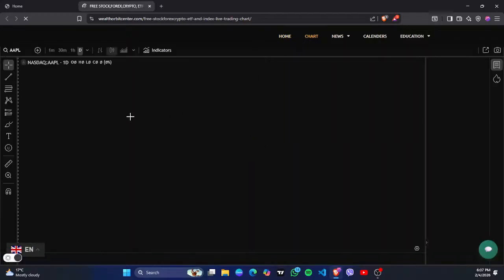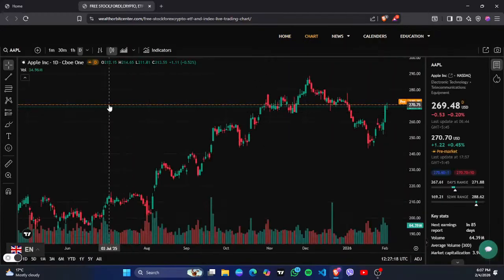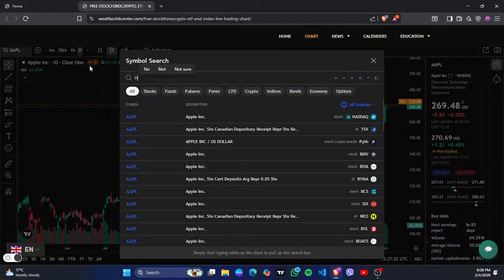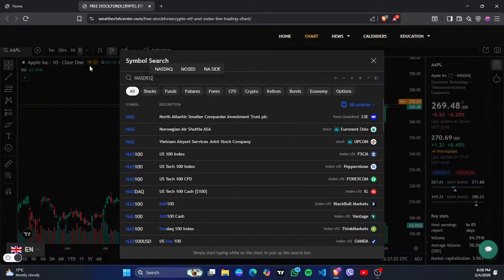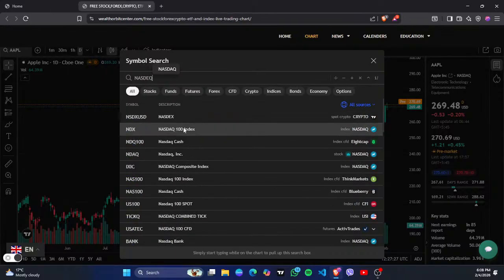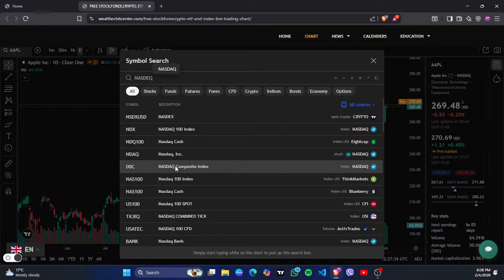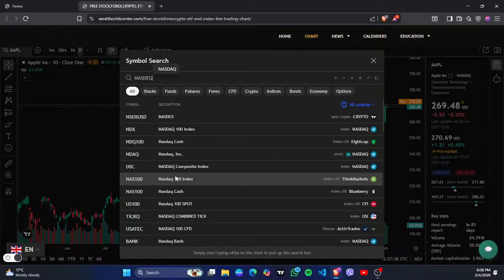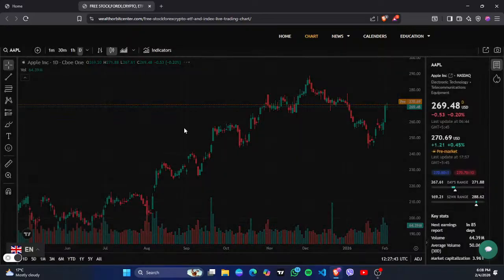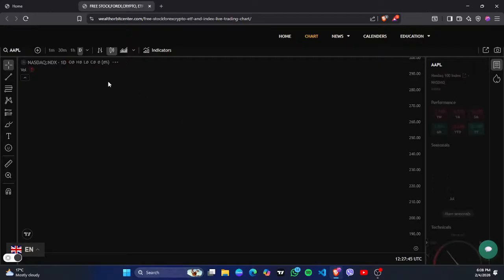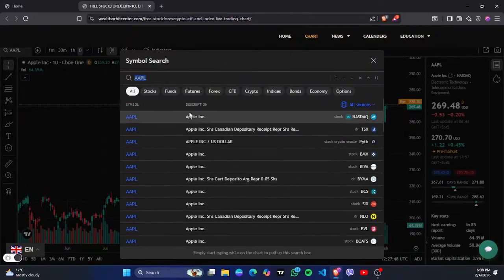Analyzing the market is just about probability, and we just have to look at the situation where most of the traders use the Nasdaq 100 index. Nasdaq Inc. is a stock. And the Nasdaq Composite Index is also an index, and the Nasdaq 100 index. Just click here, Nasdaq 100 index. Sorry, Nasdaq 100.